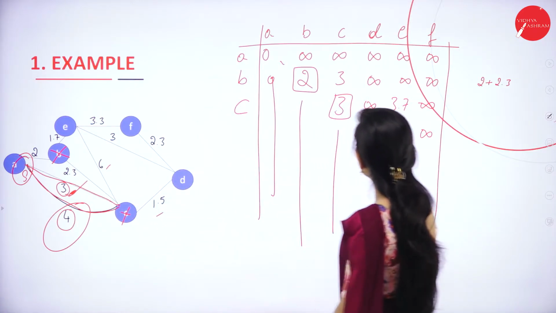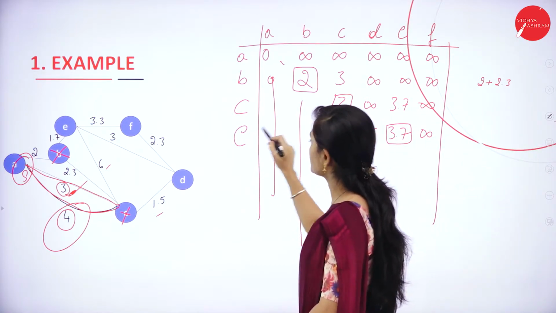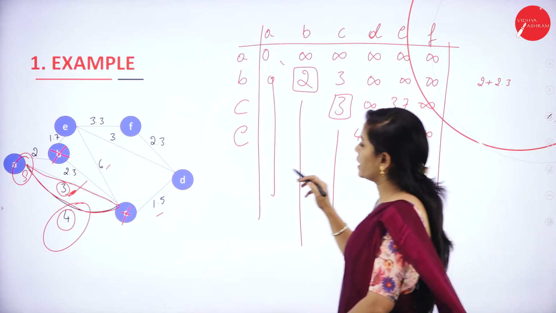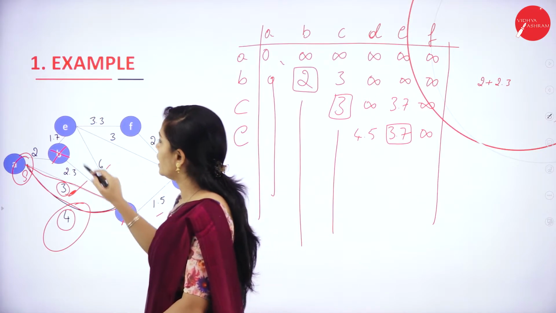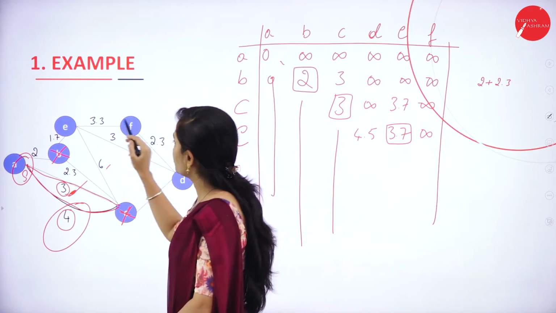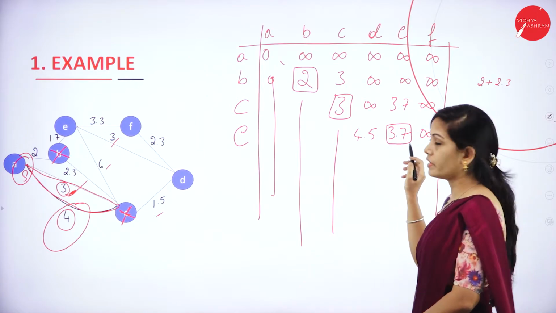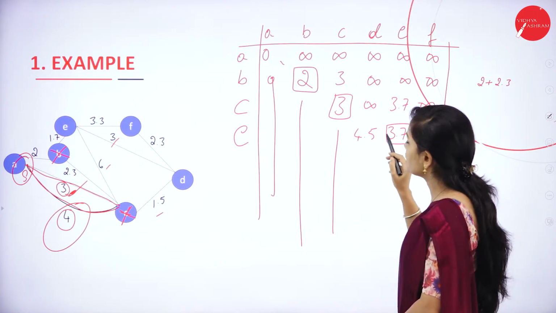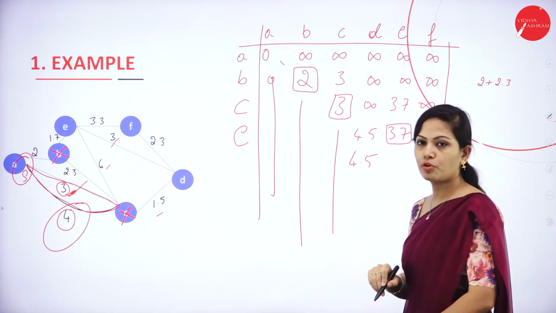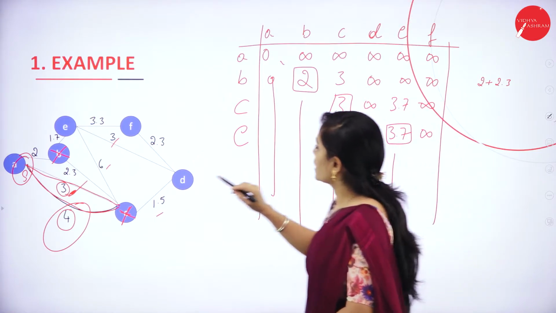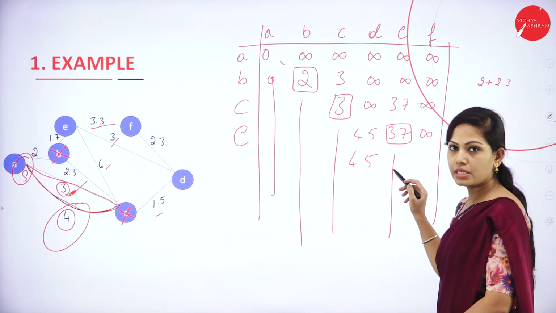Now the remaining are D, E, F. The least value is 3.7, it comes under vertex E. Vertex E is connected to vertex F, vertex D and vertex C. C and B are already visited. So E to F and E to D. E to D is 3, so 3 plus 3.7 is 6.7. The least value is 4.5, so again I'll write 4.5. And E is connected to F. It is 3.3, so 3.7 plus 3.3 is 7.